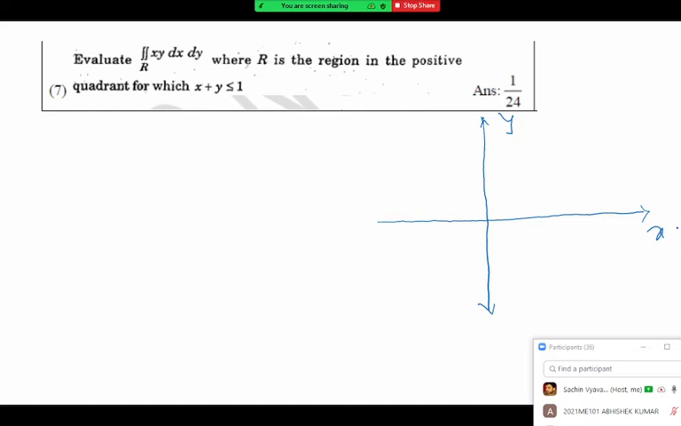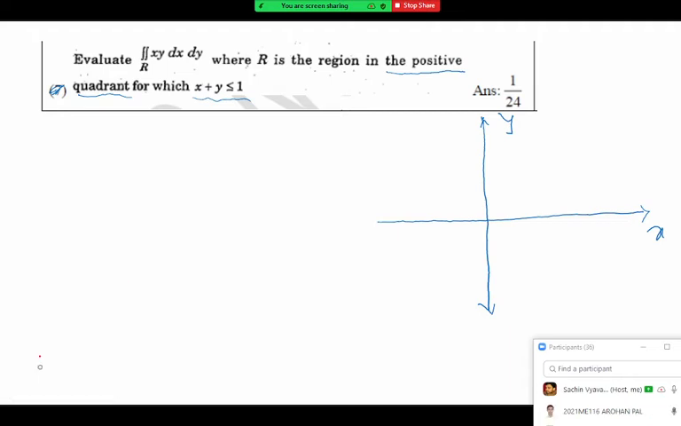The region is in the positive quadrant. That is the first thing we are given. And the region has this inequality, x plus y less than or equal to 1. How to draw the inequality? First, draw the line x plus y equal to 1. Very good, that's a correct answer. To draw the inequality, we should first draw the equality, that is x plus y equal to 1. And since that is a straight line, we require a minimum of 2 points. Which are the 2 points you are going to take?